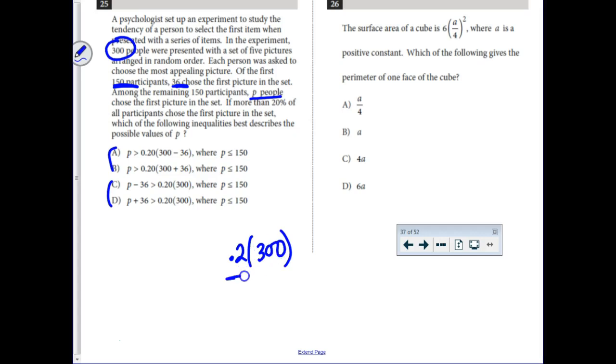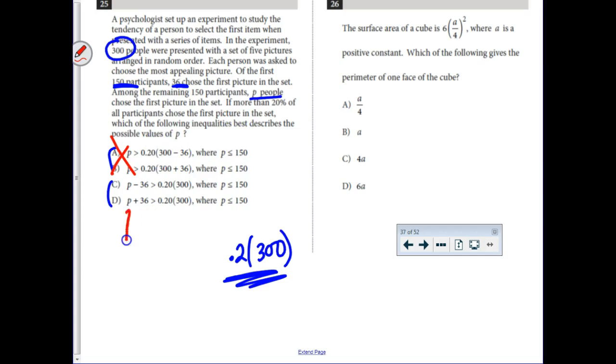So knowing that this has to be part of my formula, which groups are we focusing on? The first 2, A and B, or the second 2, C and D? The second 2. Okay, so you're gone and you're gone. Now I have to decide, is it P minus 36 or P plus 36? Which one would make the most sense here? Which of the following inequalities best describes the possible values of P?